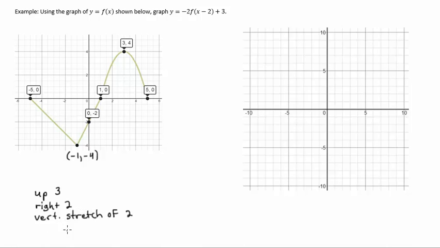And the negative that's in front of our f of x is a negative f of x, which means we're reflecting across the x-axis. Because it's like we're making our y's negative. We're making f of x negative, so we're making our y's negative. So it's a reflection across the x-axis. So, how are we going to do this?